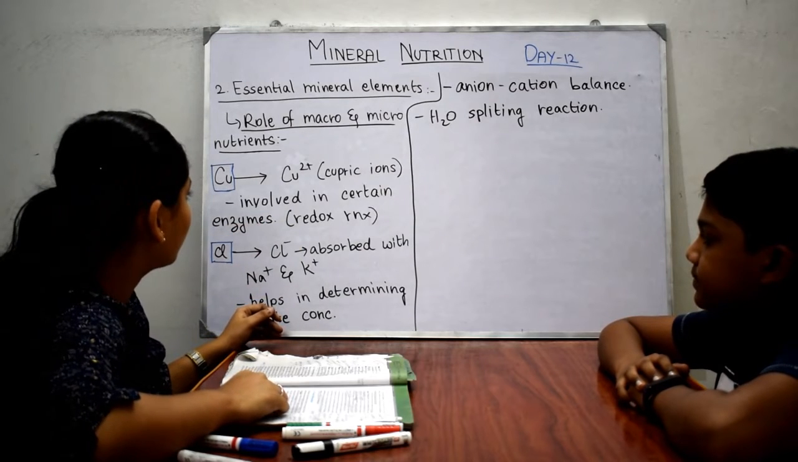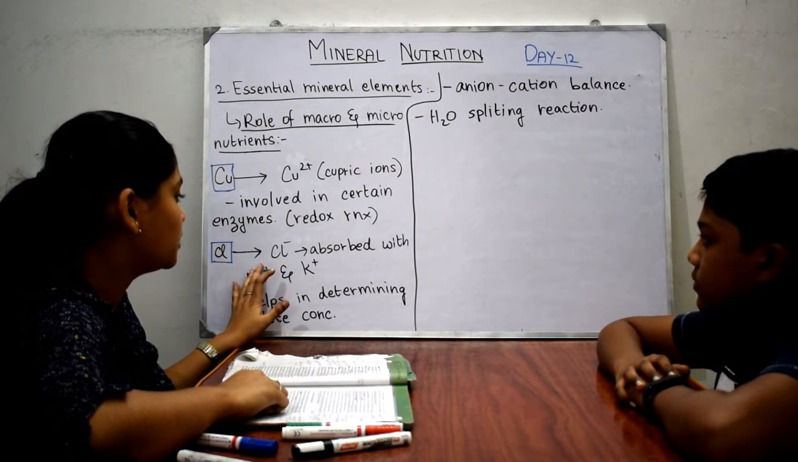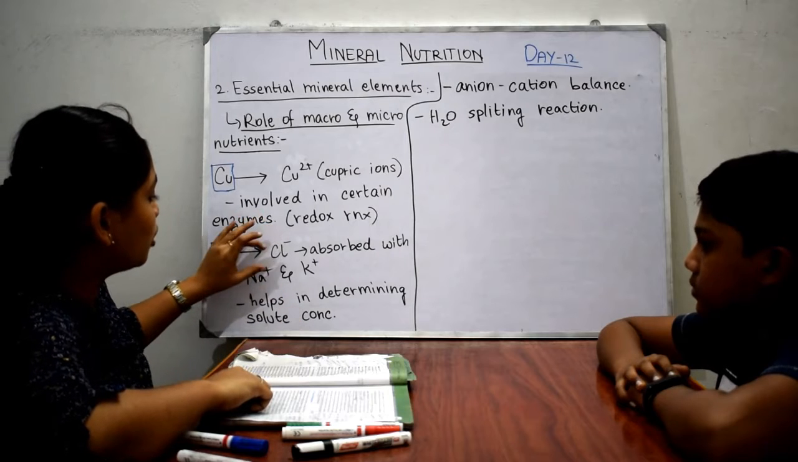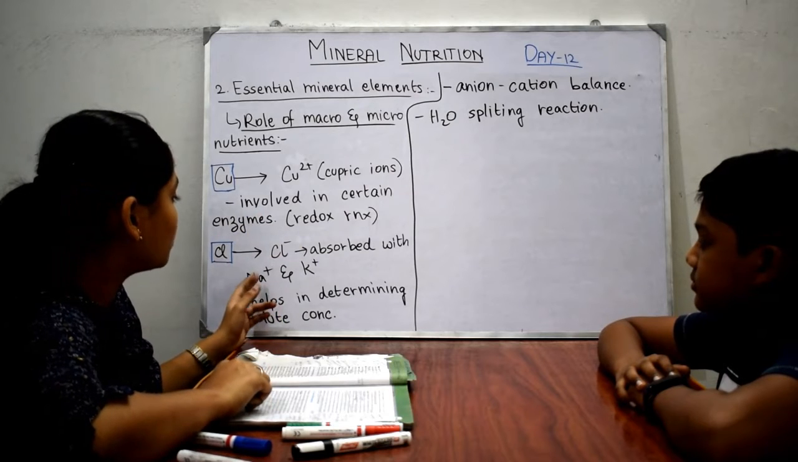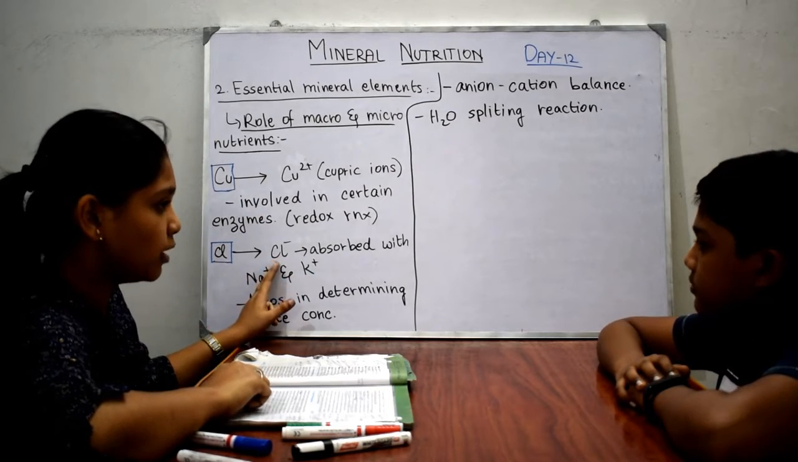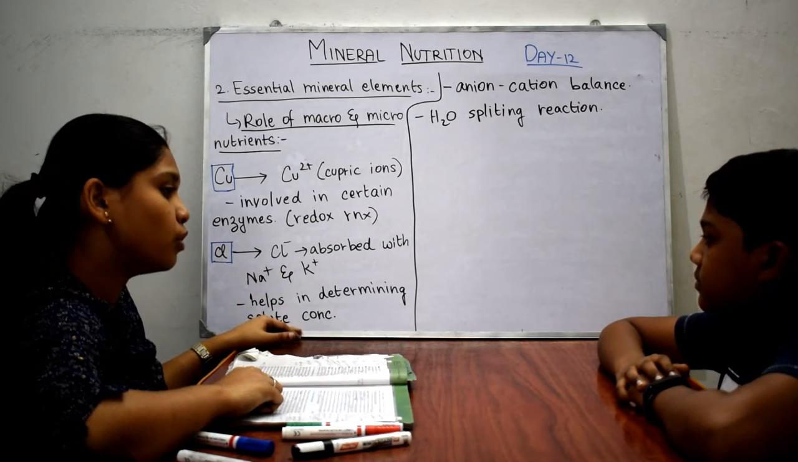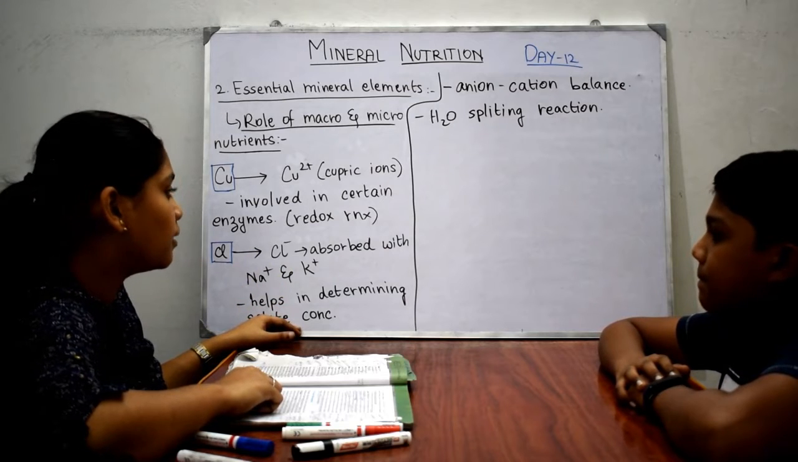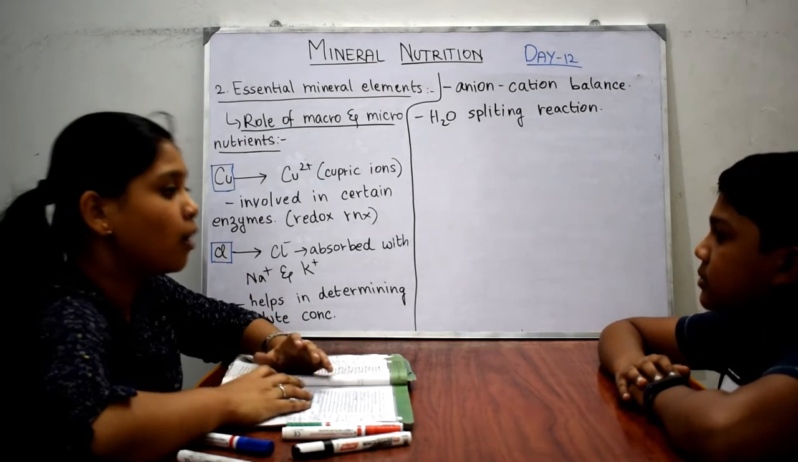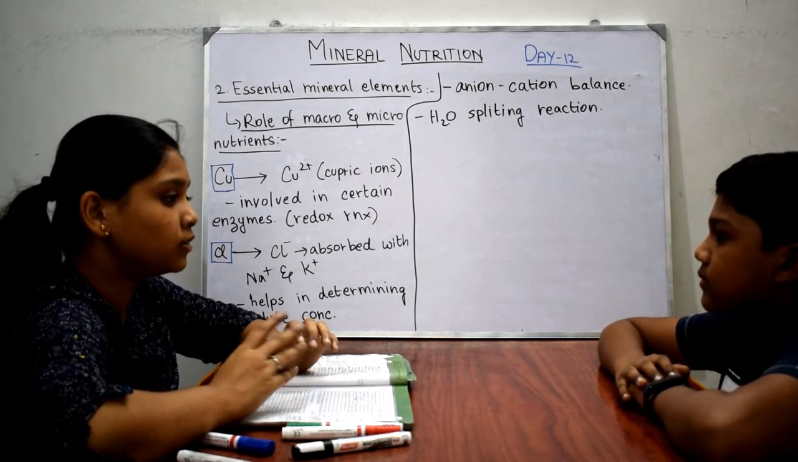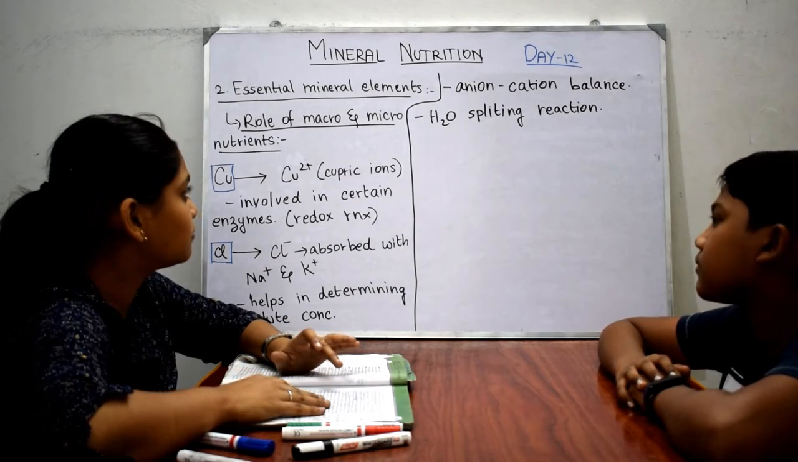Next we are going to see chlorine. Chlorine is absorbed as chloride ions, Cl-, along with sodium and potassium, like NaCl and KCl, from water. It helps in determining solute concentration, whether it is hypotonic or hypertonic. Hypertonic means the outside solute concentration is more concentrated than the cell concentration, and hypotonic means the outer concentration is less.